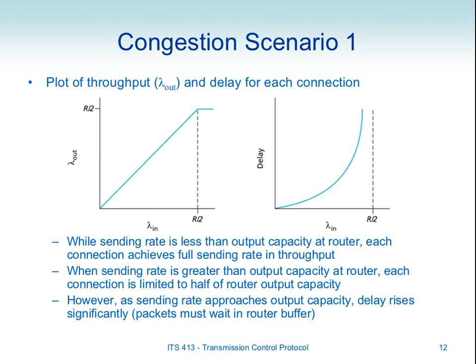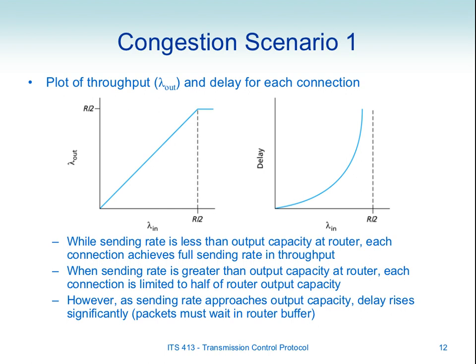So even if the average sending rate is less than R, we still may get cases where the instantaneous sending rate is greater than R, and that will cause some buffering delay in that case. So as we approach this R on 2, our output capacity, our delay increases exponentially. And there's some theory behind this, that is some way to calculate why this is an exponential increase.